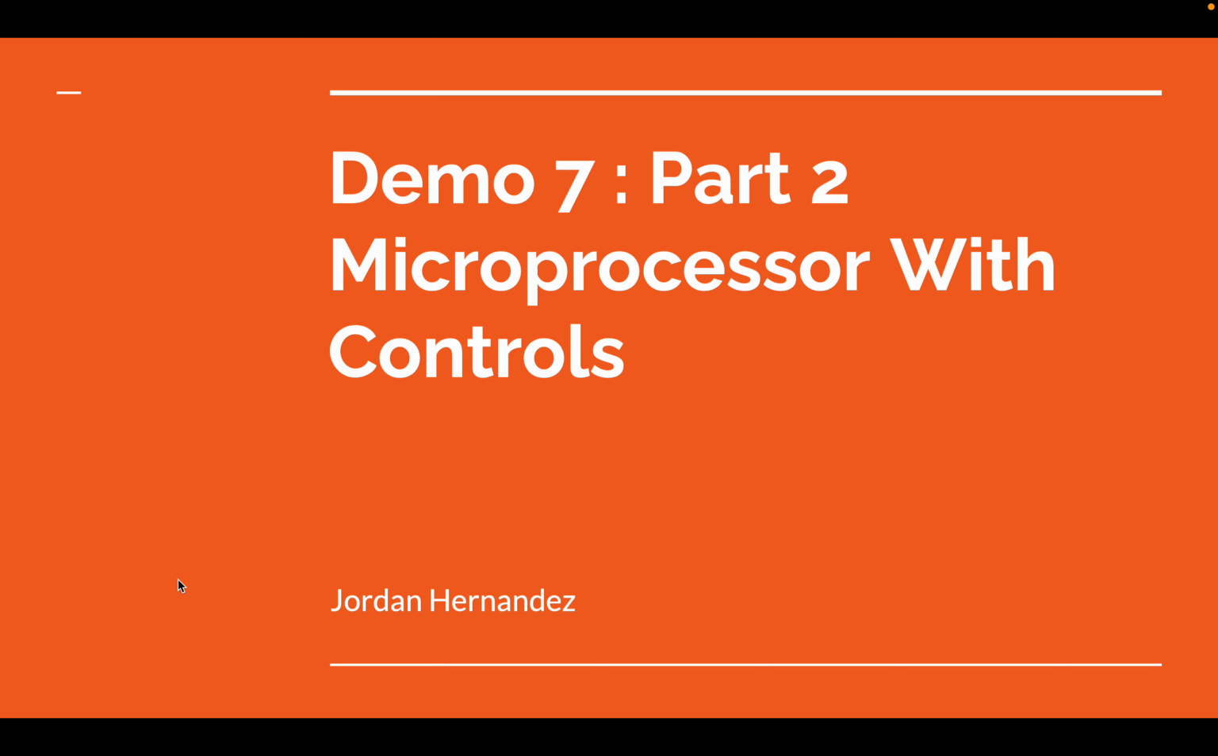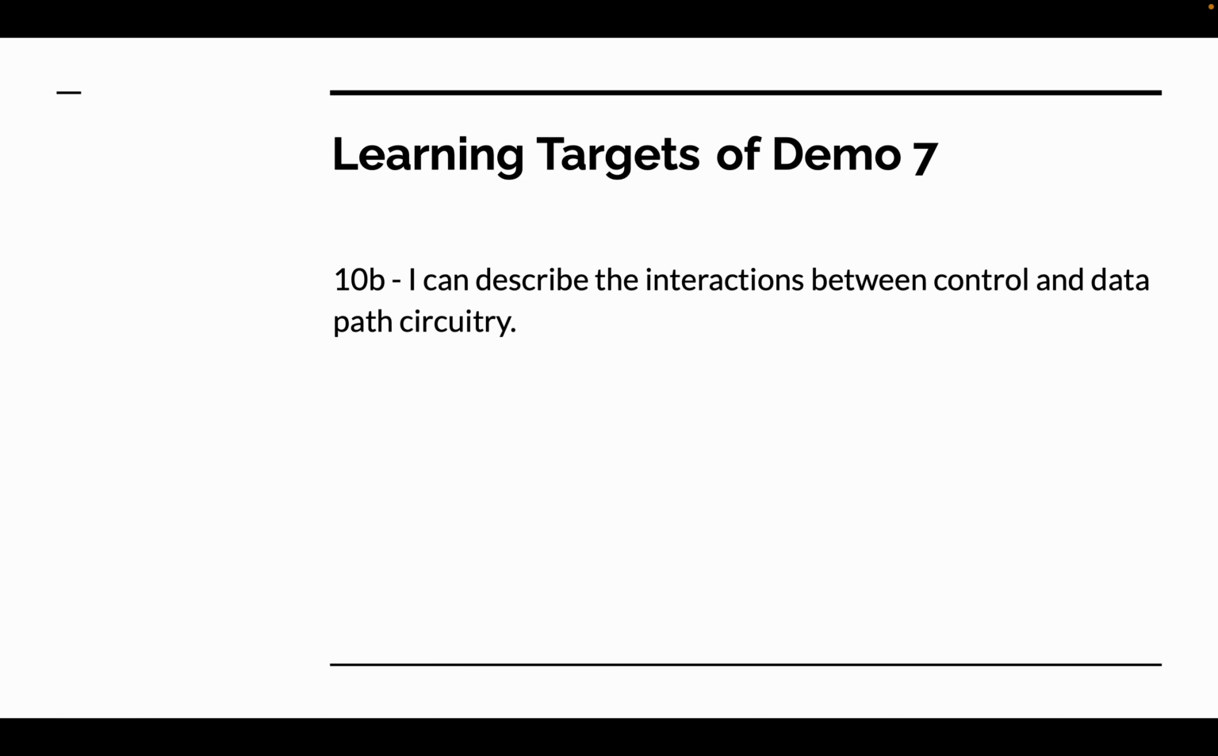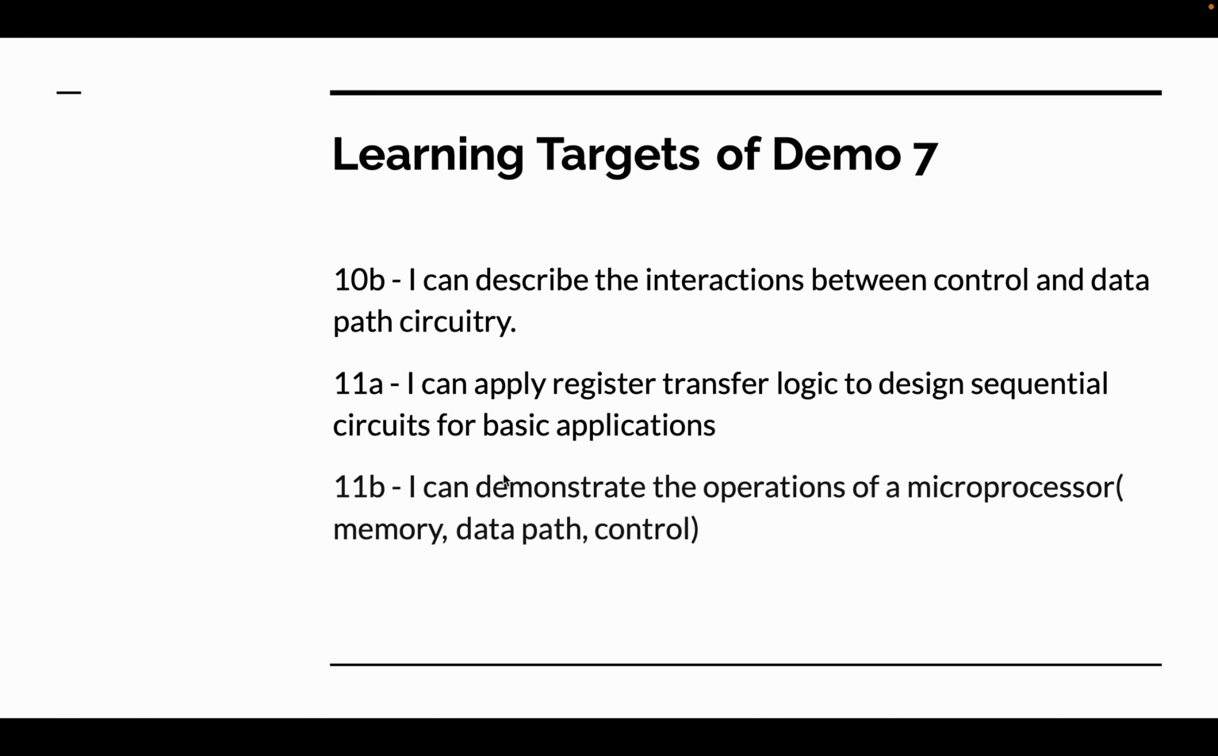My name is Jordan Hernandez, and today I'm going to be going over Demo 7 Part 2, the microprocessor with controls. So, learning targets of Demo 7 to think about, we got 11B, 11A, and 11B. And these are some of the things I explained back at Demo 7, so if you guys want to know what those are, I'll let you guys watch Part 1.